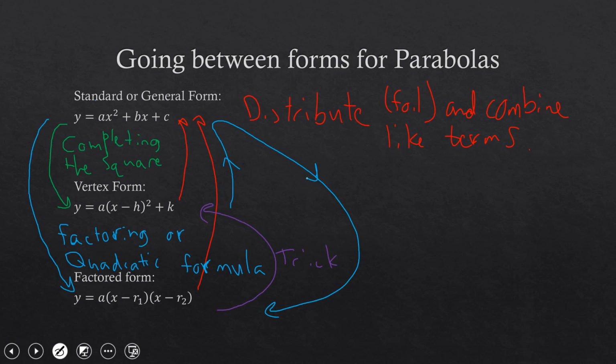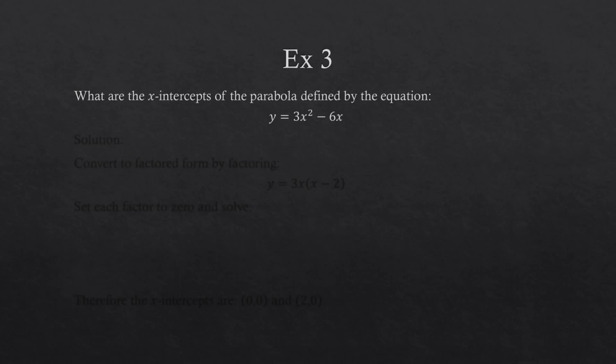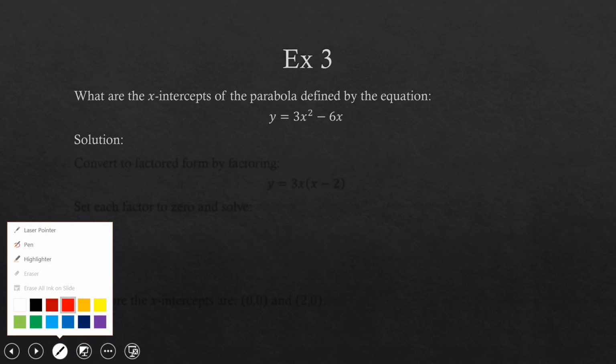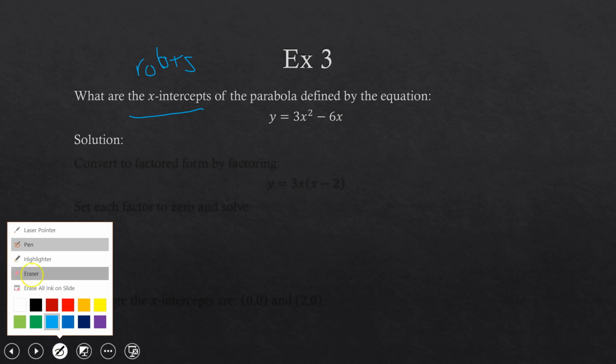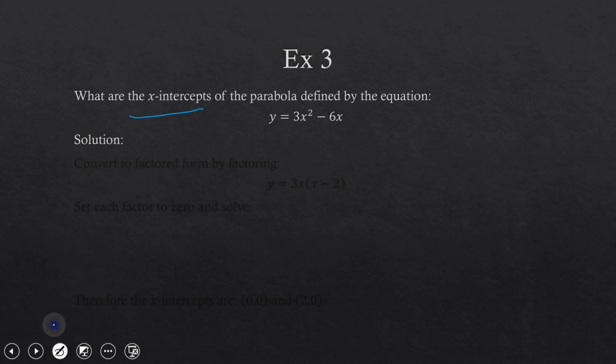Okay, let's look at an example where we try to find the x-intercepts of a parabola defined by the equation y equals 3x squared minus 6x. You want to find the x-intercepts, which means you're interested in finding the roots. Just want to remind you that x-intercepts is another word for the roots of our parabola, of our quadratic equation. Oh, that's very messy. Apologies.